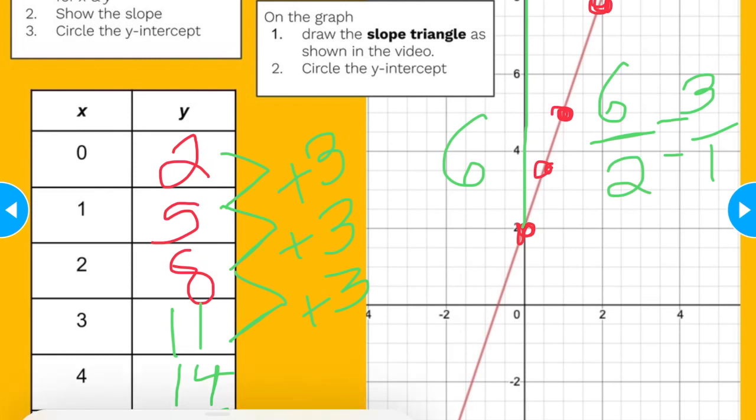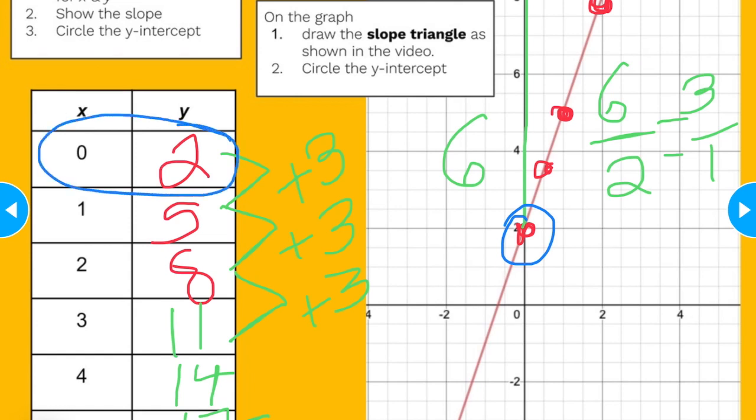Now let's look at the y-intercept. The line intercepts the y-axis at the positive 2. And you will see in the table that when x is 0, y is 2. When x is 0, y is 2, making 2 the y-intercept.